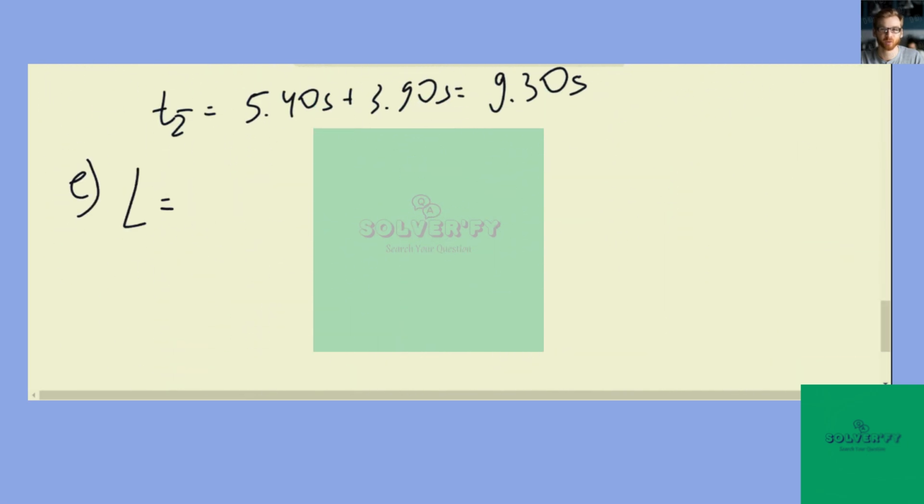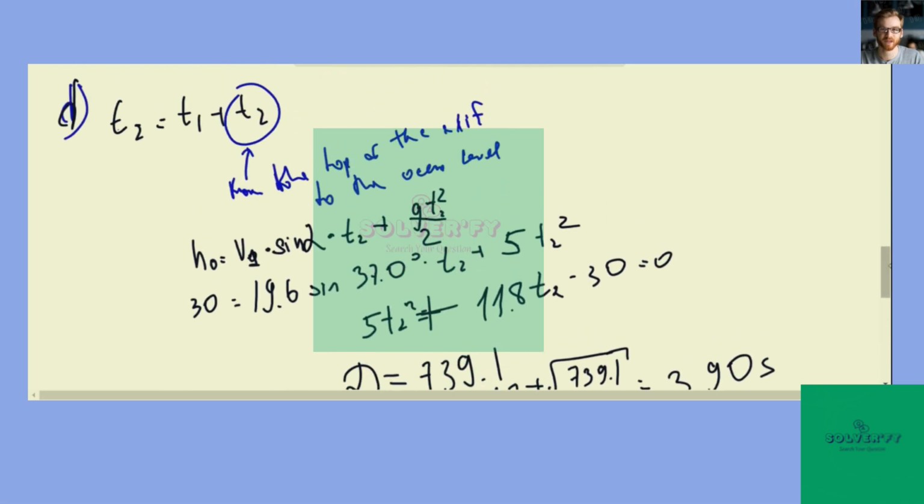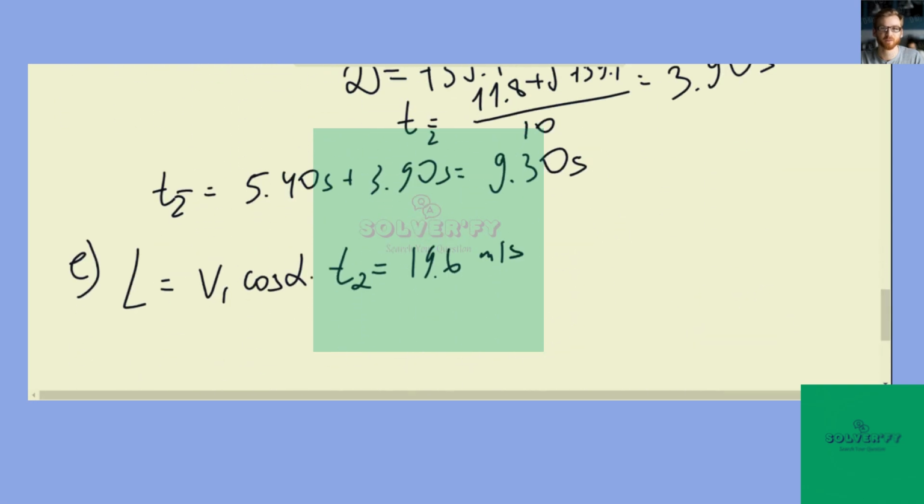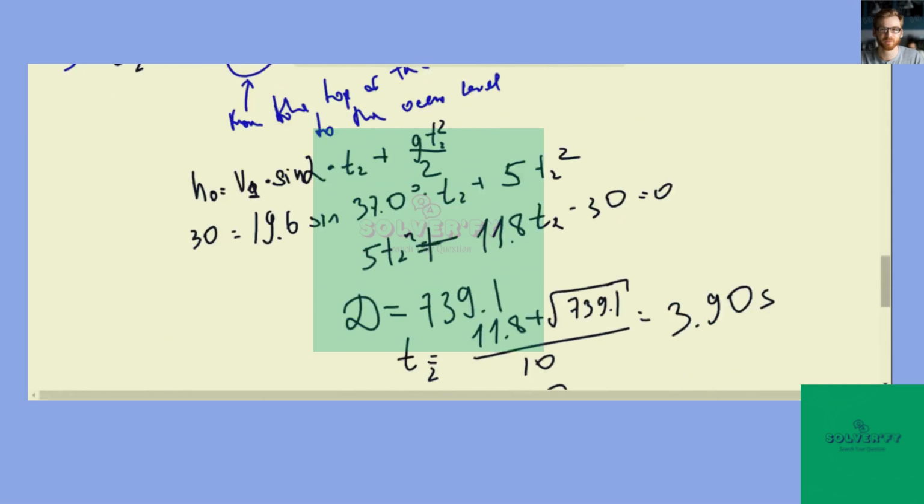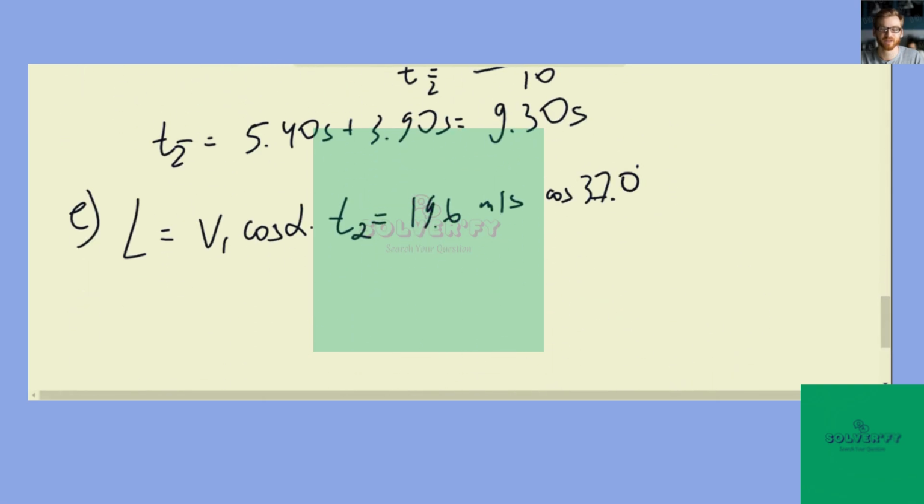So this is L, and it equals v1 cosine alpha times T2, or 19.6 meters per second times cosine of 37.0 degrees times 3.90 seconds. So let's complete this calculation. It equals 61.0 meters.